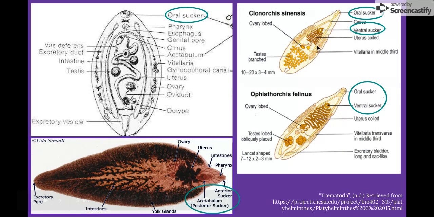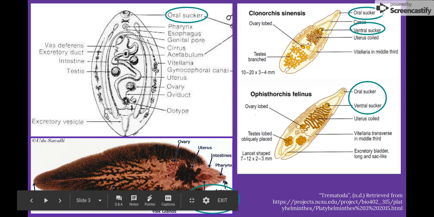And these are more of the general body shapes that you'll actually come across. But these are both parasites too. So they have two oral suckers, one at the end and one underneath. That's very interesting. And this one also has two, one right there and then one in there.